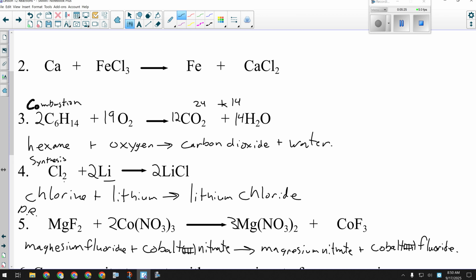But putting those 2 numbers in affects the cobalt and the magnesium. So I'm going to fix the cobalt right now. There's 2 on this side. How many over here? Just 1. So what needs to go here? When I do that, does that mess up my fluorines? It gives me 6 there. So how do I get 6 here? Put a 3 there. Does that fix my magnesium?